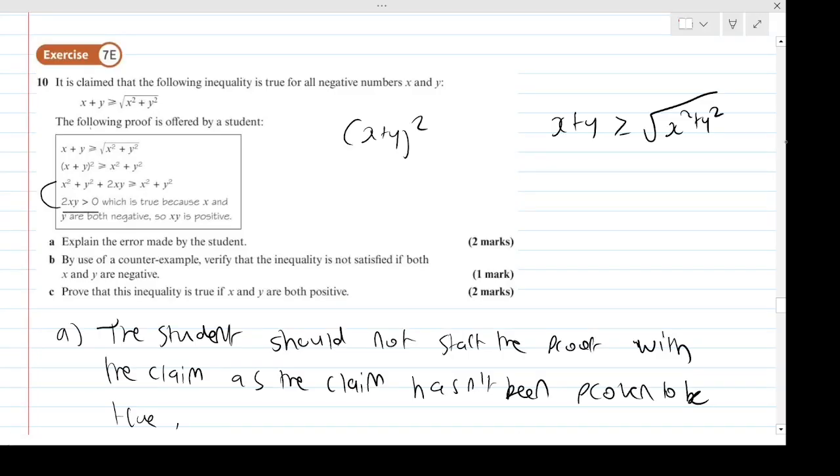Then we can essentially just reverse what the student did to get back to the original inequality. So what they then said, well, they considered this bracket. Then we need to get to x squared plus y squared plus 2xy. So they add x squared and y squared to both sides.